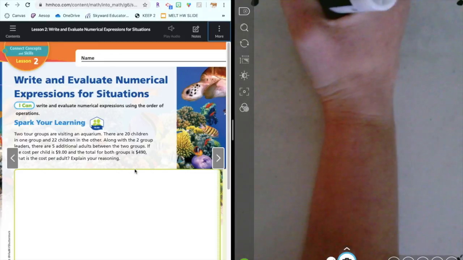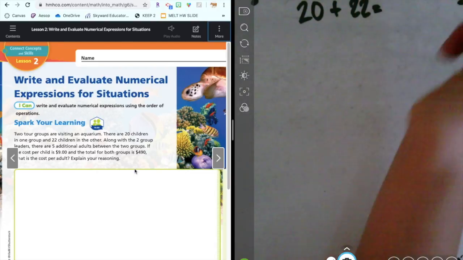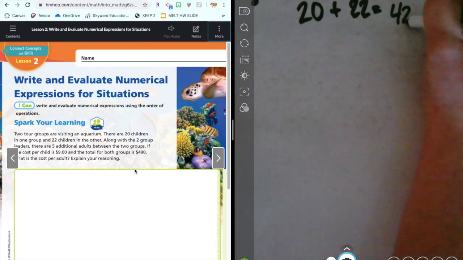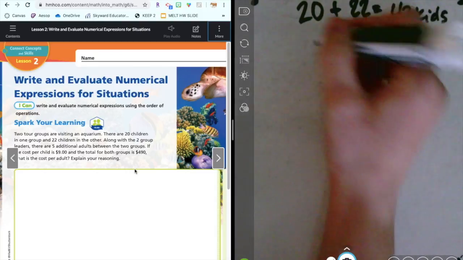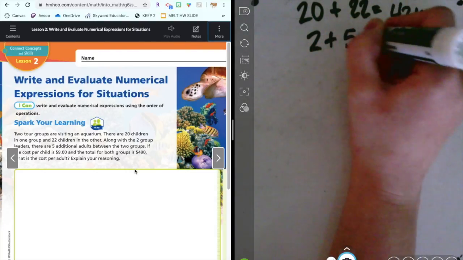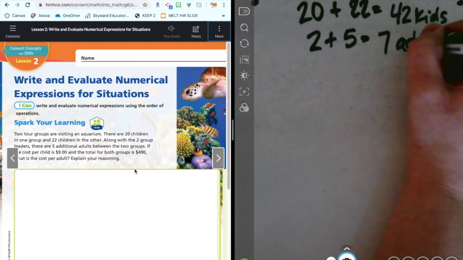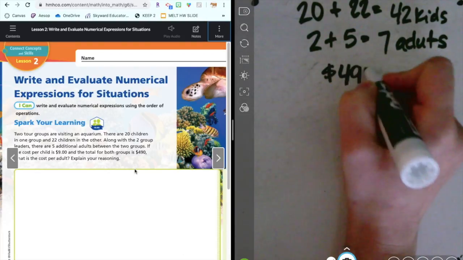Let's see, how many children do we have? We have 20 children in one group and 22 children in the other group. So we have 42 kiddos total. And then if we look at the adults, we have 2 group leaders and 5 extra adults. So that means we have 7 adults. And we spent $490 total.